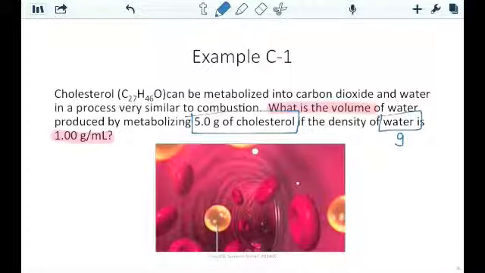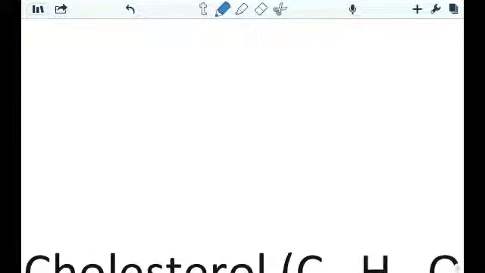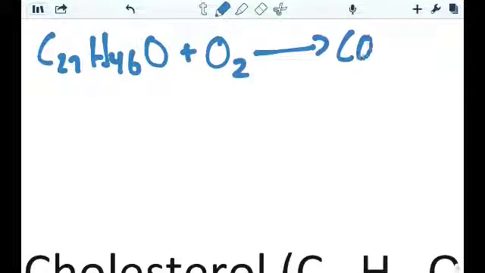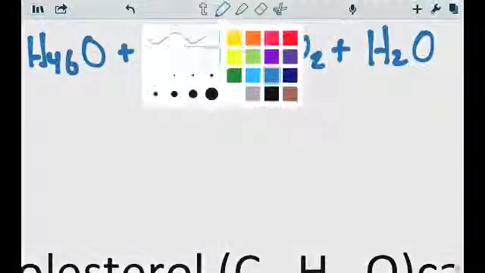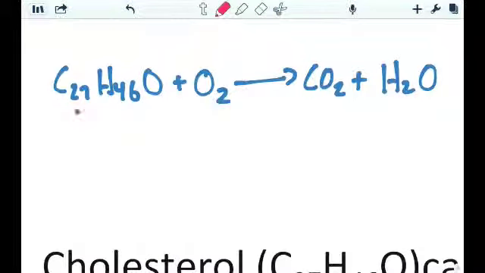Anyway, we need a nicely balanced chemical equation. It's a lot like combustion, so we'll start with our C27H46O. Now combustion, remember, is just with oxygen gas, and produces our CO2 plus our H2O. So let's go ahead and balance it out. We have 27 carbon, so we put a 27 right here in front of the CO2. We have 46 hydrogen, and we have water over here, which has a 2 right there.